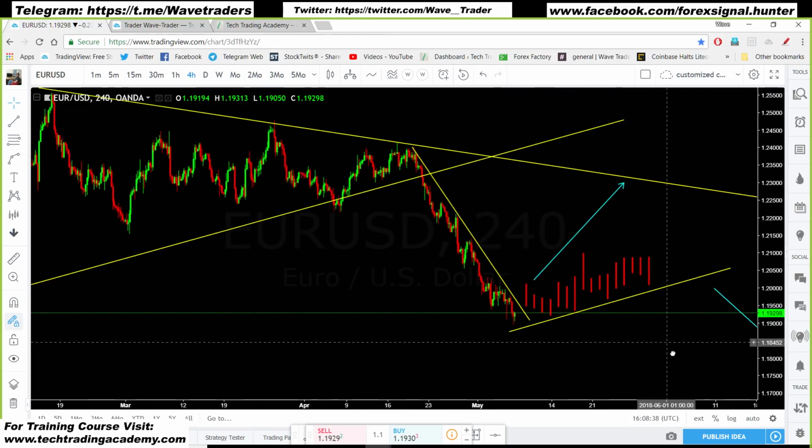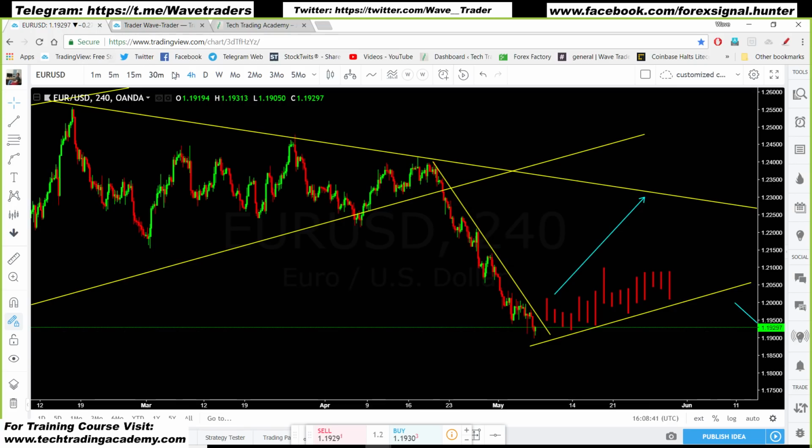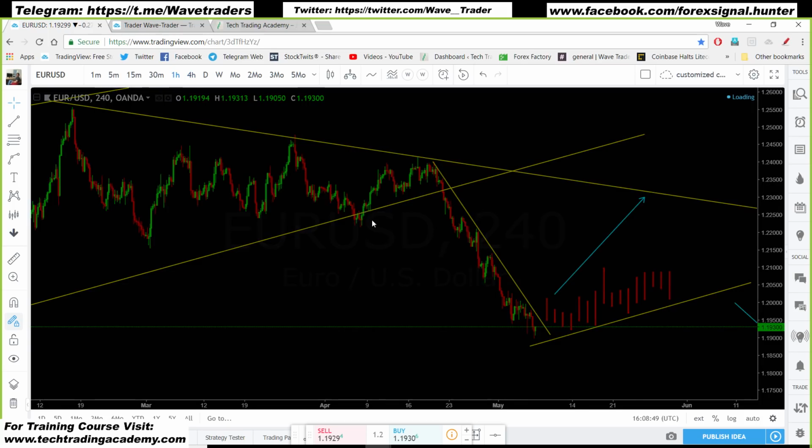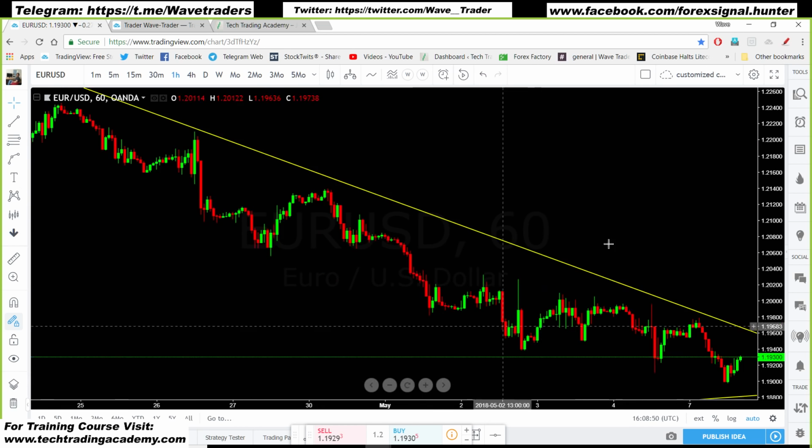I'll try my best. I will update this chart once I see either the correction appear over there for the downside, or we are having an impulsive move or continuation for further upside, or the Euro USD is going to hit the previous high again.